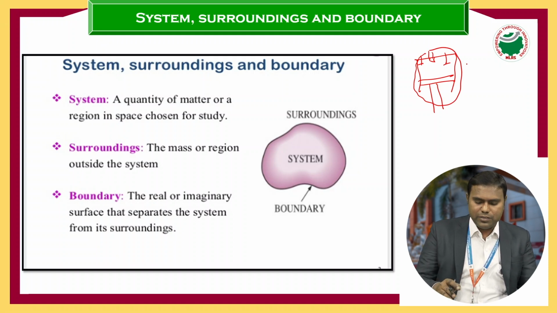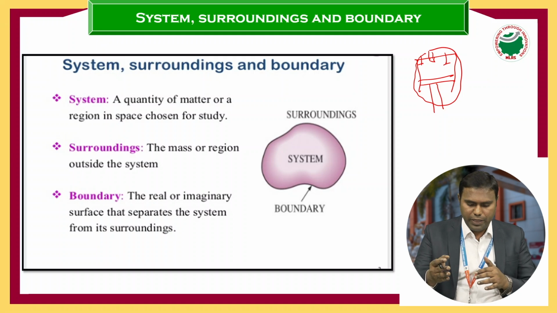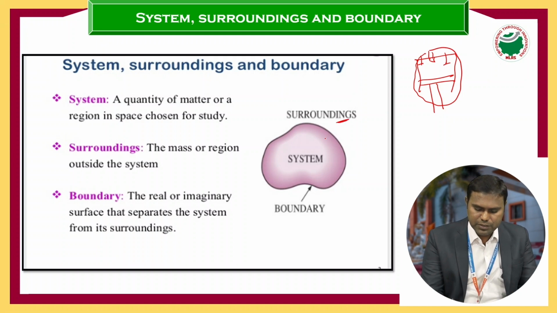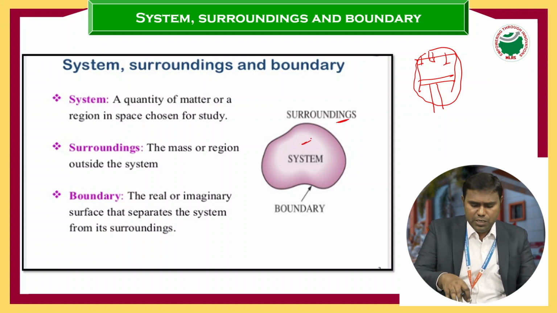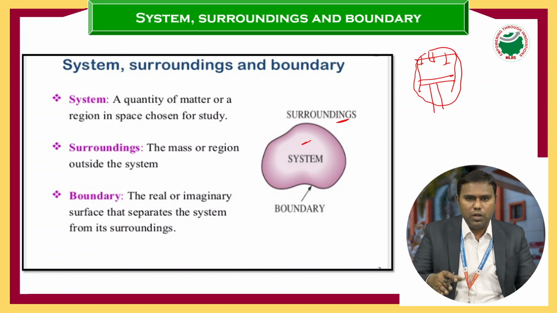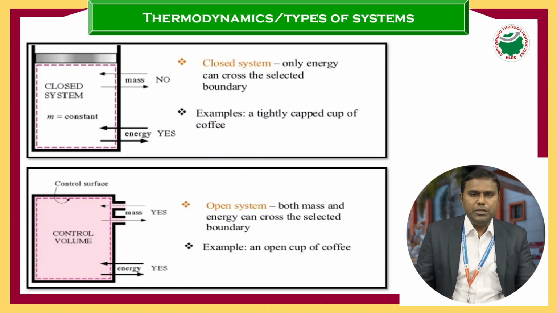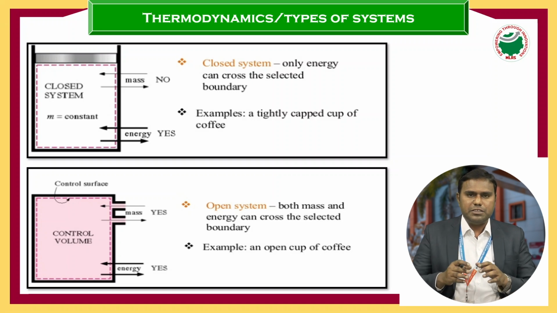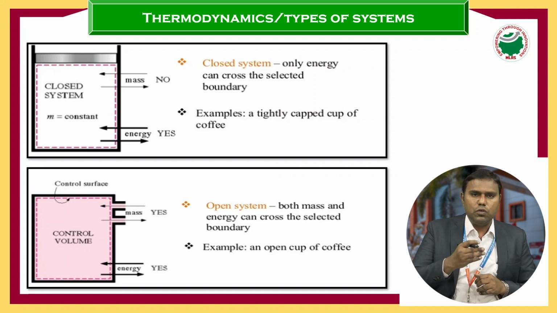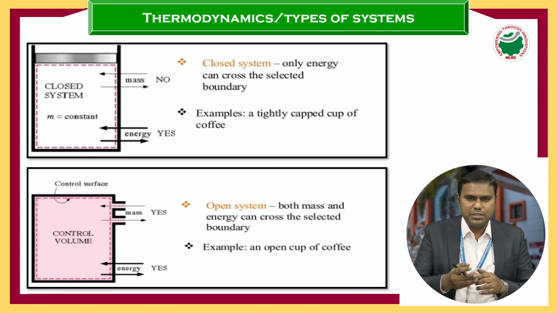Anything other than the system is called surroundings. So this is surroundings and this is system. The separation between system and surroundings is called the boundary. Generally boundaries are of two types: imaginary or movable boundaries, and fixed boundaries. Coming to the types of systems, there are three types: one is a closed system, another is an open system, and the third is an isolated system.